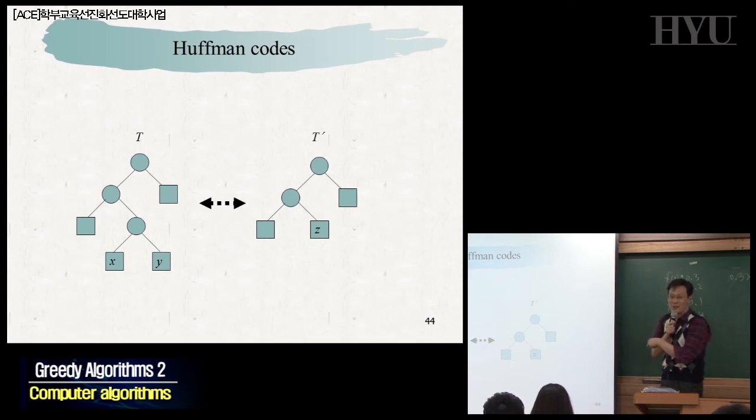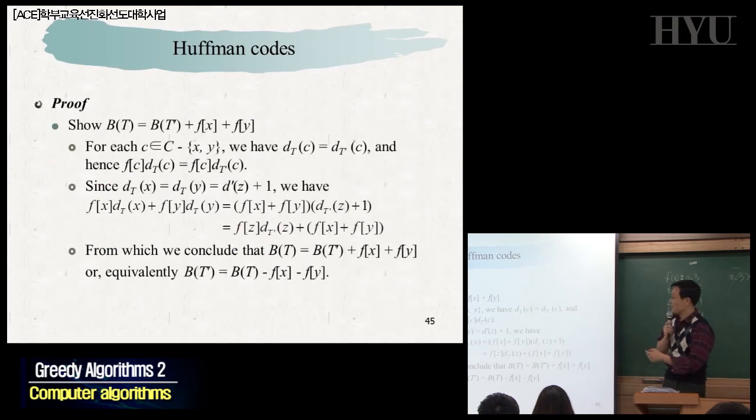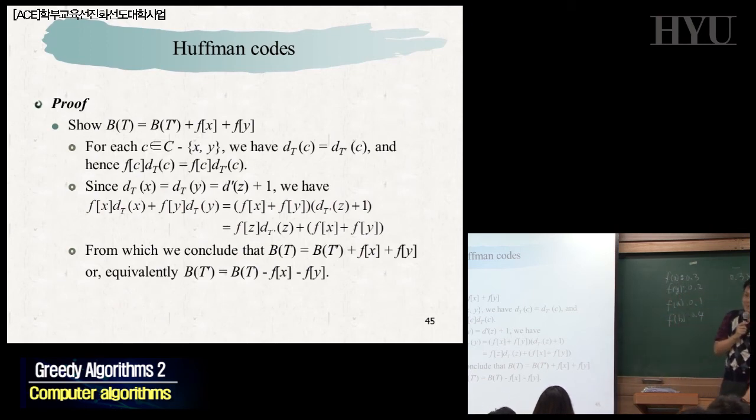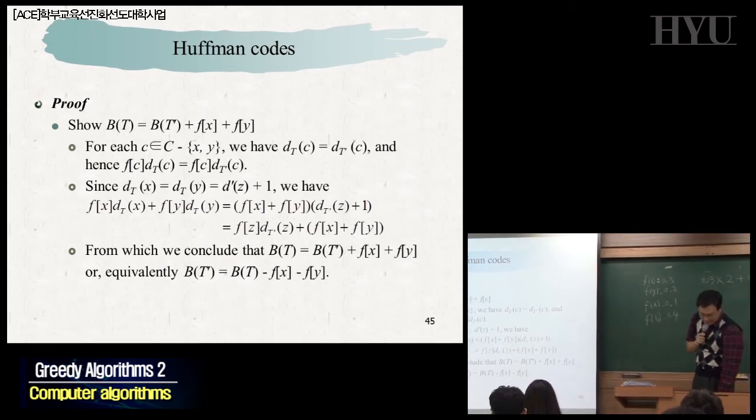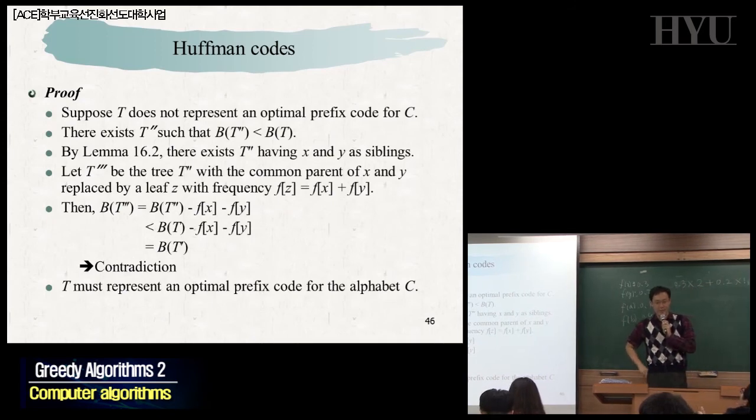Okay. After this recording, I will get back to Korean and you will understand easily. Okay? So it is this. So we get this. The cost of t is equal to the cost of t prime plus f of x plus f of y. And then this is the final part of this proof. Okay. The last page.